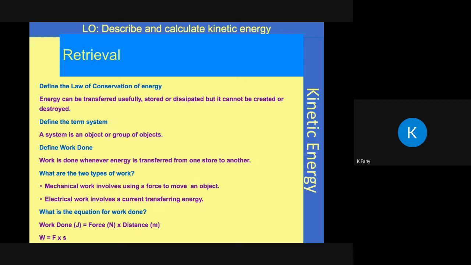What are the two types of work we talked about in the last lesson? We talked about mechanical work, which involves using a force to move an object, and we didn't talk about it in as much detail, but we did mention electrical work, which involves a current transferring energy. And what is our equation? You could have written it down as a word equation: work done, measured in joules, is equal to force, measured in newtons, multiplied by distance, measured in meters. You could have also written down the symbol equation, which is W equals F multiplied by S.